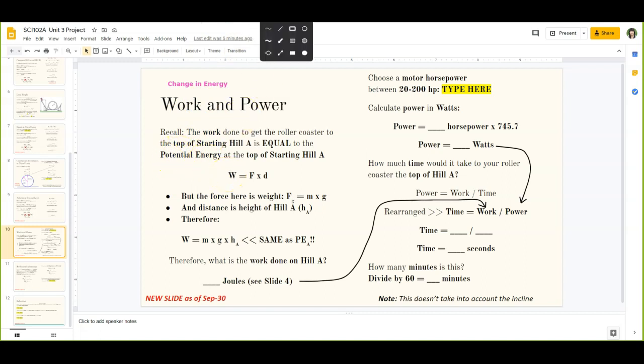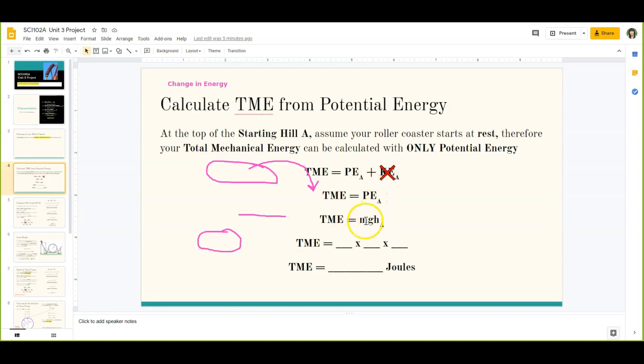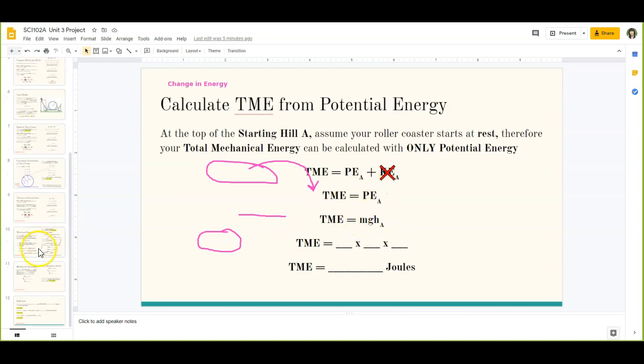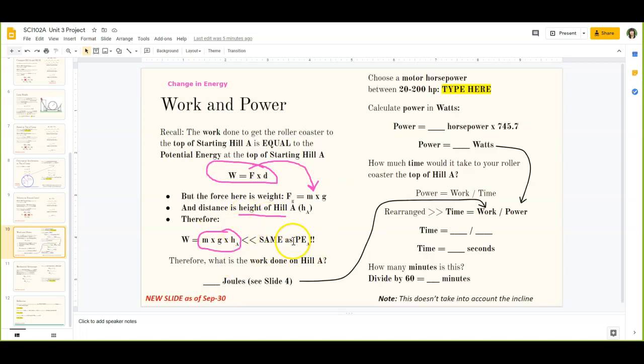And remember, we proved this at the end of one of our classes where work equals force times distance. Because we know that force is the same as mass times gravity and that the distance is actually the height of our hill, then work would be mass times gravity times height, which is the same exact equation that we originally saw all the way on slide 4, mass times gravity times height of hill A for potential energy. So that's the same as our potential energy.